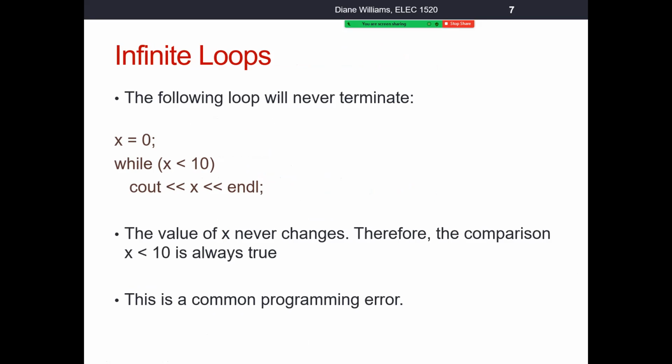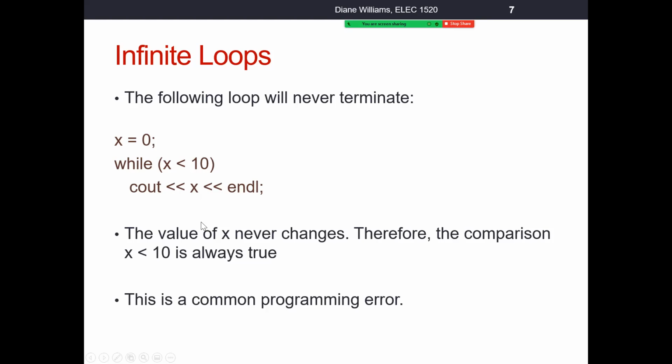Okay, infinite loops. What's easy to do, I tend to make this mistake a lot, so I definitely think it's easy to do, is here we have this example where we've got this variable x, we initialize it to 0, we say while x is less than 10. So remember, if you don't use the curly bracket, only the one statement following is the body of the loop. So while x is less than 10, we just want to print out x.